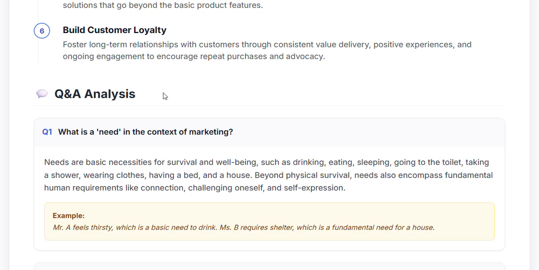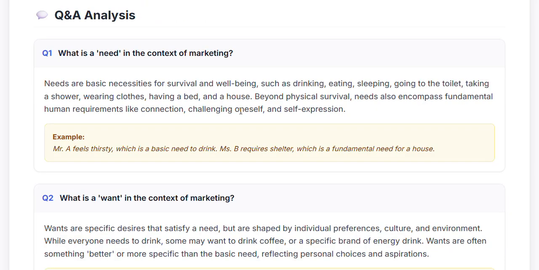Number six is building customer loyalty: fostering long-term relationships with customers through consistent value delivery, positive experiences, and ongoing engagement to encourage repeat purchases and advocacy. It is very important that customers come back to your product again, and then they will buy from your company. Now we jump into the questions and answers.